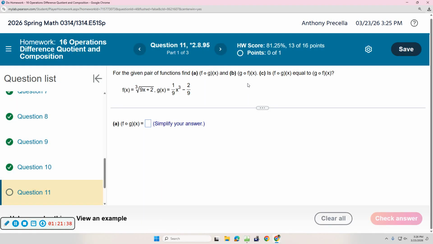Number 11. Oh, and I think this is the last one. Number 12 is a cut point problem. So this is the last one. Well, this one looks sort of bad, doesn't it? This is number 11. Same instructions, though. Find f composed with g of x and g composed with f of x. Is f composed with g equal to g composed with f? Let me write this problem down. 9x plus 2.